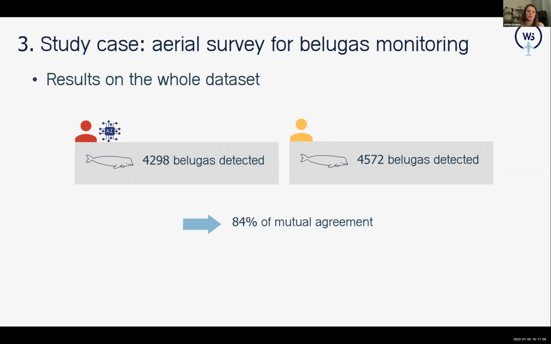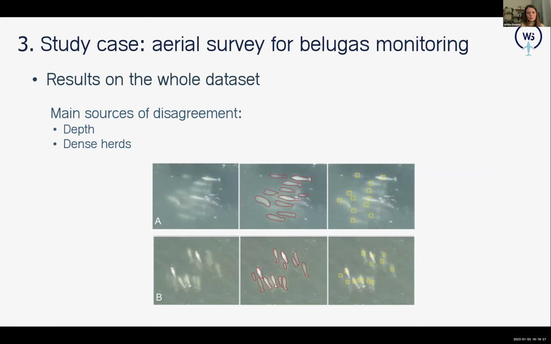Here you have the results on the whole data set. On the left, the number of predictions using our Mobius pipeline, and on the right, the number of detections from DFO's photo analyst. The gap between the 2 analyses is a little more than 270 belugas in absolute numbers. And for the mutual agreement, we reach 84% of mutual agreement.